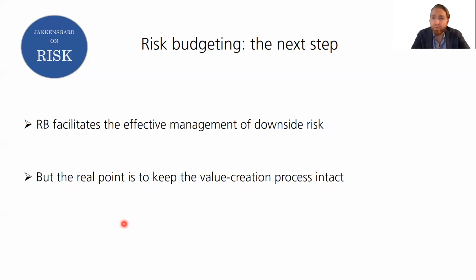But the real point is, of course, to keep the upside intact. That's what we're trying to do here. We're not obsessing about downside risk for the sake of it. We're interested in upside, in executing the strategies and going where we think the value is. But there's a process for that, and that has to be able to operate. There are various threats to that value creation process. Risk budgeting is about managing that risk and avoiding some of those disruptions, thereby allowing the strategy to be optimally executed. So that's upside. That's ultimately what we want.